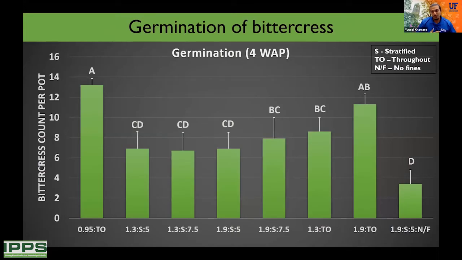This is a graph that follows the picture I just showed. This is germination of bittercress 4 weeks after potting. The x-axis stands for all the substrate treatments. So 0.95 TO will be 0.95 centimeter throughout the substrate, and 1.3 S5 will be 1.3 centimeter stratified at 5 centimeter depth, and so on. Over here, we measured the bittercress count per pot. Bittercress germination was highest in the 0.95 incorporated treatment and 1.9 incorporated treatment, while the germination was lowest in all of the stratified substrates. We saw that the lowest germination was observed in the 1.9 stratified substrate, which had no fines in them.